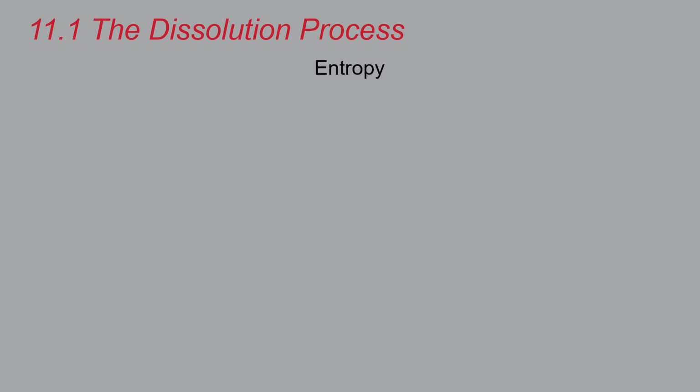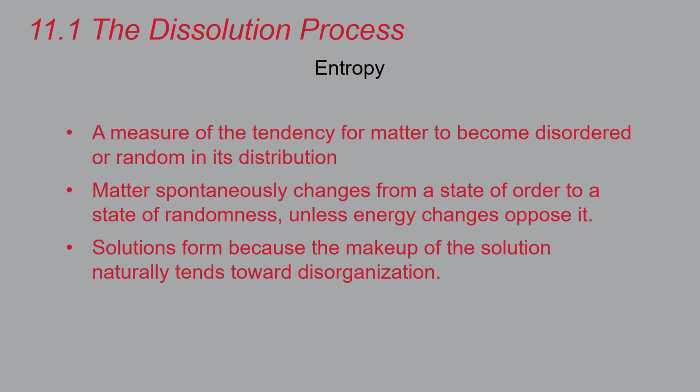So let's hit the bullet points for entropy, disorder. It is a measure of the tendency for matter to become disordered or random in its distribution. It's a recognition that matter spontaneously changes from a state of order to randomness unless there is some energy that opposes it. And solutions form because the solution tends to be much more disordered or disorganized than the solvent and the solute by themselves.